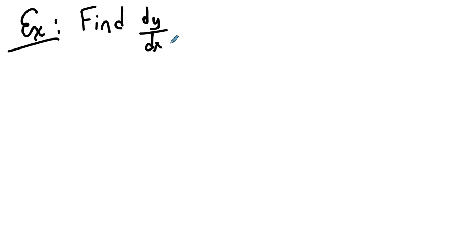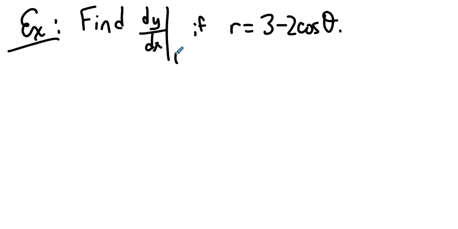So let's find dy dx if r equals 3 minus 2 cosine theta, dy dx at theta equals pi over 2.